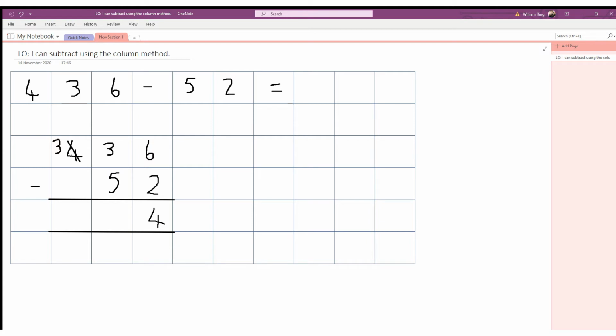And I'm going to move the 100 I took over onto the 3 tens. So now I have 13 tens, or 130. 13 tens take away 5 tens equals 8 tens. And then finally, 300 take away 0 hundreds is 300. So the answer is 384, which I can put in here.